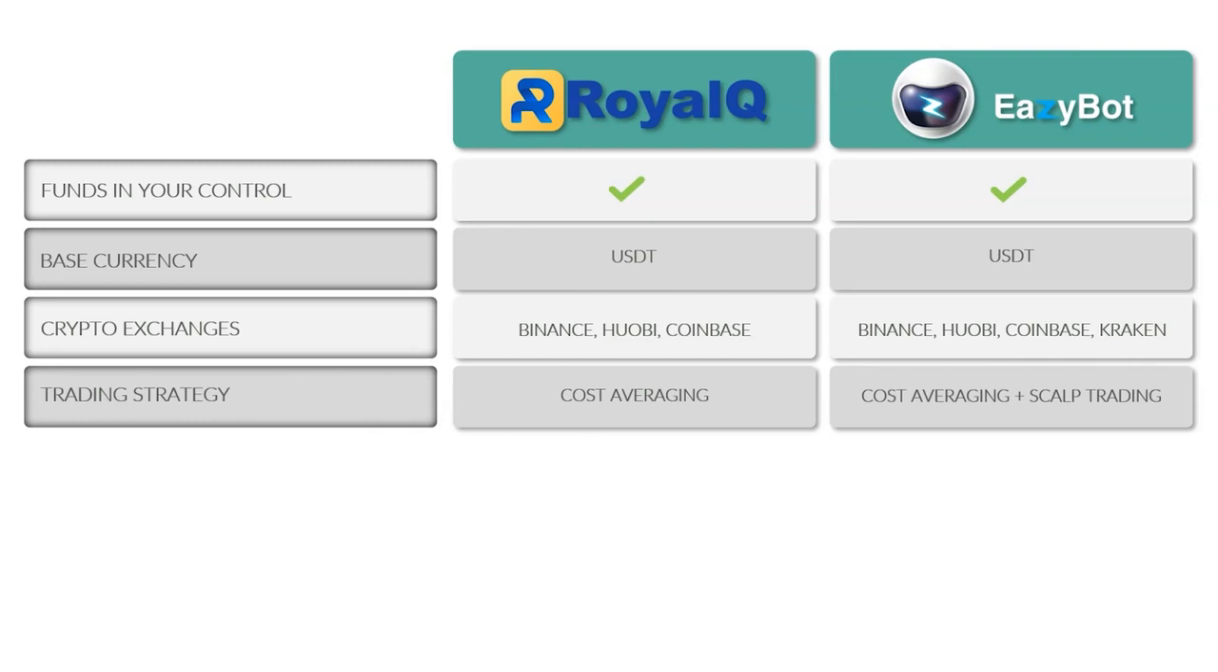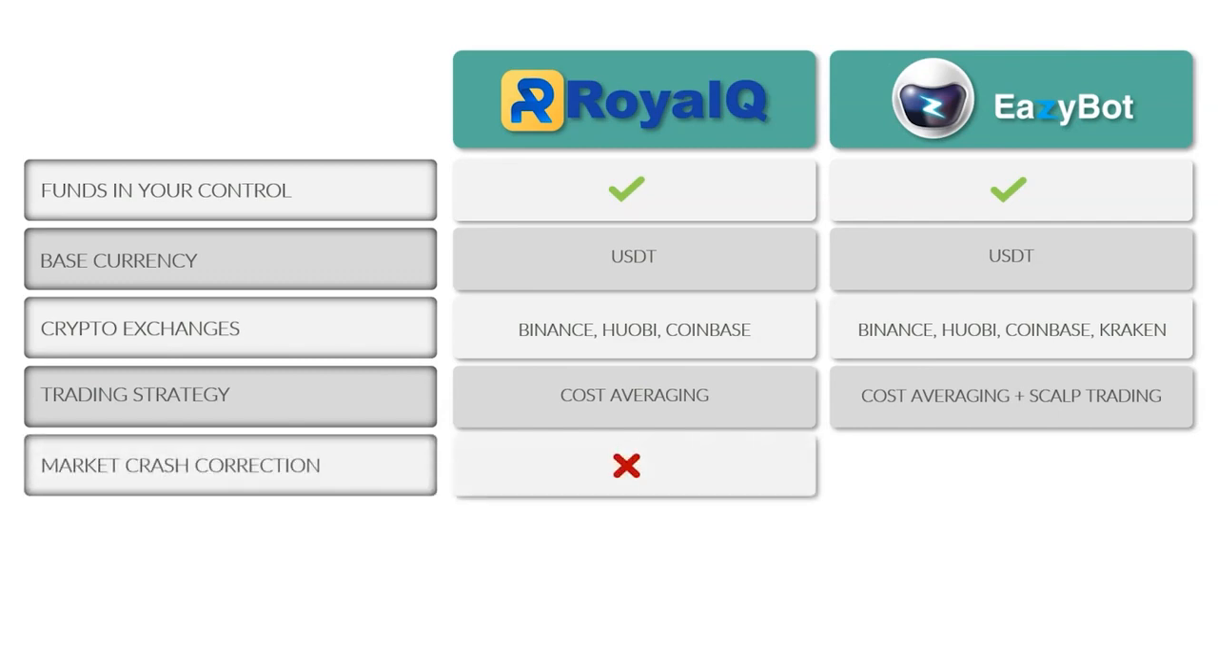The next one is a big one, and that is market crash correction. Not currently a function of Royal Q, but it is a proprietary solution with EazyBot and their trading strategy. It can actually handle up to a 70% market crash and still come out in profit without the market having to go back to that cost average price for those initial sequence of trades.